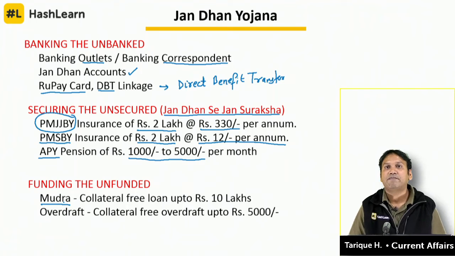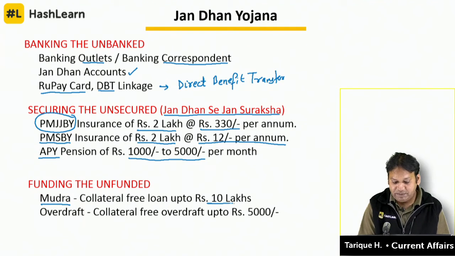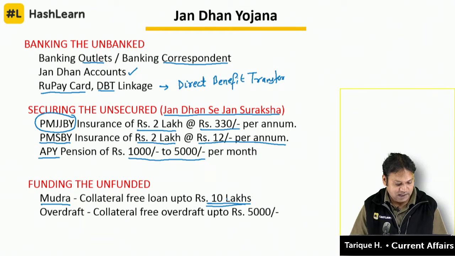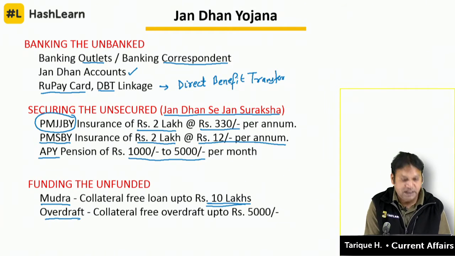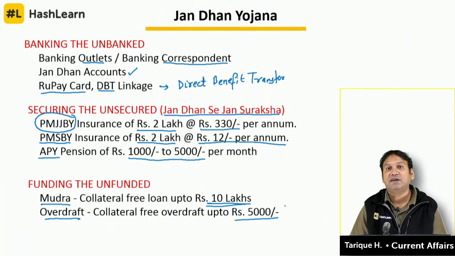The Mudra scheme, the Micro Units Development and Refinance Agency, provides collateral-free loans up to rupees 10 lakhs, and we'll see the breakup of these 10 lakhs also in the further slides. And there's an overdraft facility on the Jan-Dhan account where a person can get an overdraft of rupees 5,000. That is what we mean by funding the unfunded.